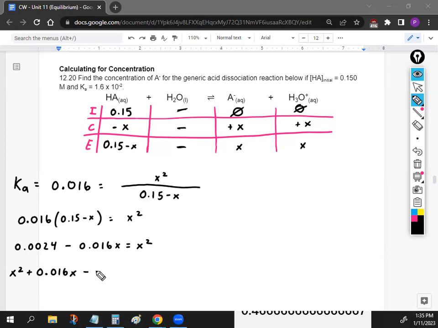0.016x minus 0.0024 equals 0. And now we have a beautiful quadratic that we need to solve. It's already negative on the left side, so when we move it to the other side, it becomes positive, because we got to add it. All right, so this is a quadratic, and in order to solve it, we need the quadratic equation. Anyone?